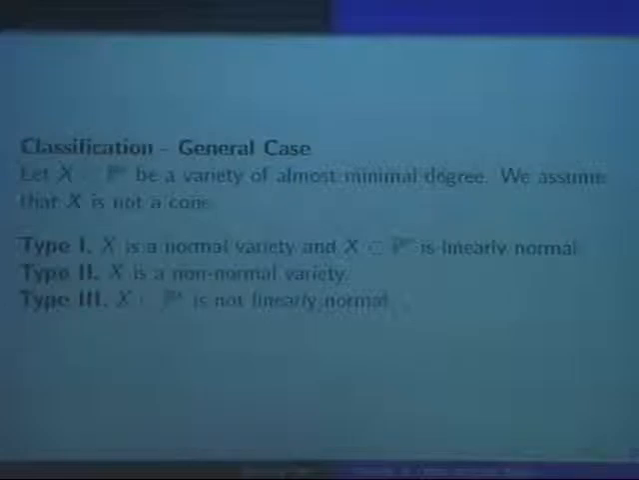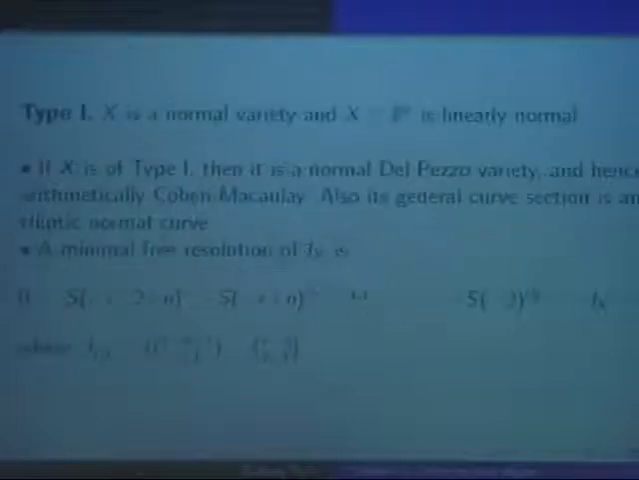So in the curve case, a curve is of type 1 if it is an elliptic normal curve. Type 2 if X is a cusp or nodal curve. And type 3 if it is the image of an isomorphic projection of an elliptic or rational normal curve. Now we consider the details of these three kinds of varieties of almost minimal degree.